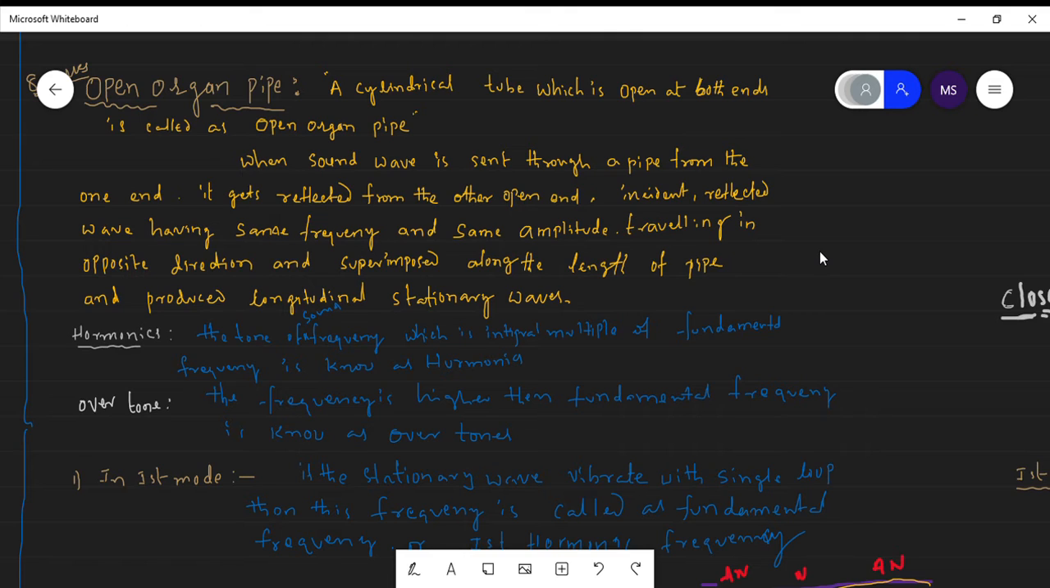Today's topic is open organ pipe and closed organ pipe. This is a very important topic in the IP level, an 8-mark question. So listen carefully.